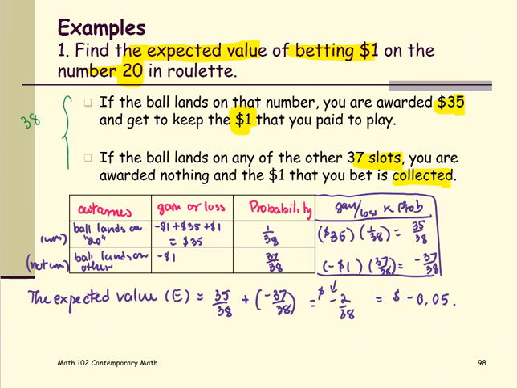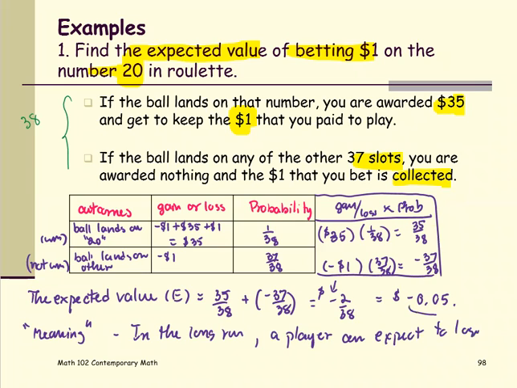So what does it mean? Meaning, in the long term, or in the long run, if you keep playing the same game over and over, a player can expect to lose, because of the negative sign here. Expect to lose about 5 cents per game, or for each game played.